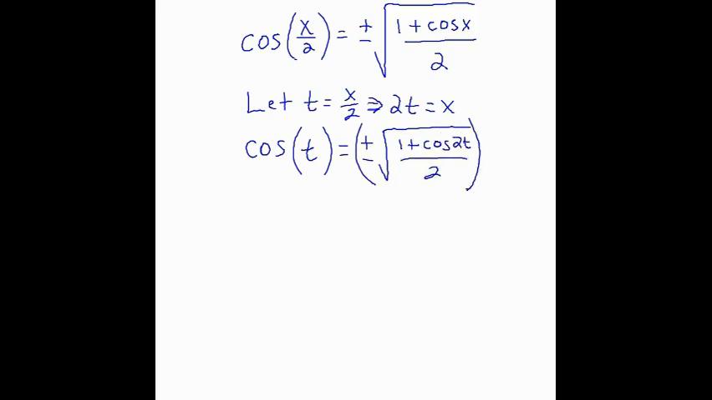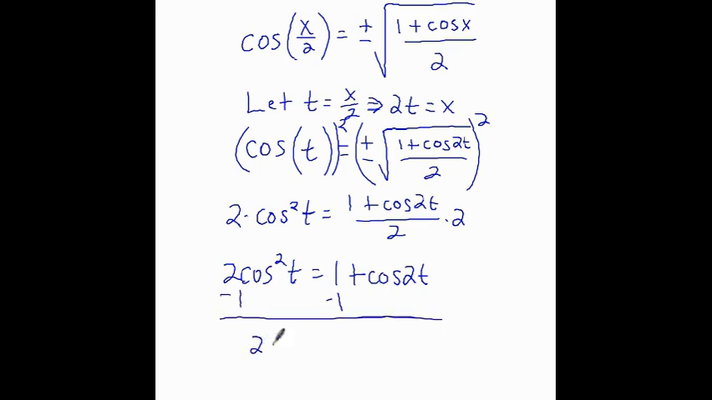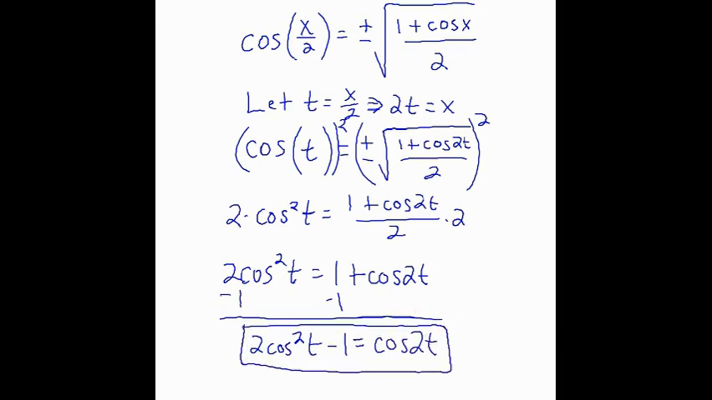So the next step is to square both sides. I get cosine squared t equal to 1 plus cosine 2t divided by 2. And now we're going to go ahead and multiply both sides by 2. We get 2 cosine squared t equals 1 plus cosine 2t, and we're going to subtract 1 from both sides. We get 2 cosine squared t minus 1 equals cosine 2t, and now we have a double angle identity proving our original result.